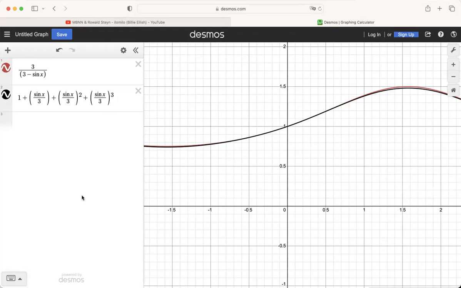Later on, when we're introducing power series, Taylor series, Maclaurin series, we can see how we can approximate the sine function itself using some polynomials.